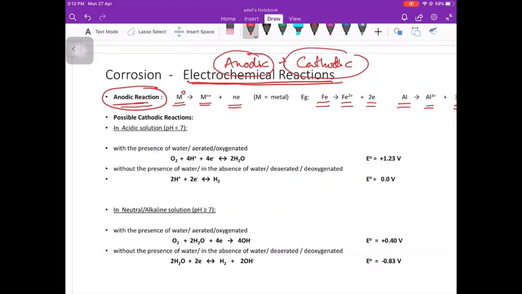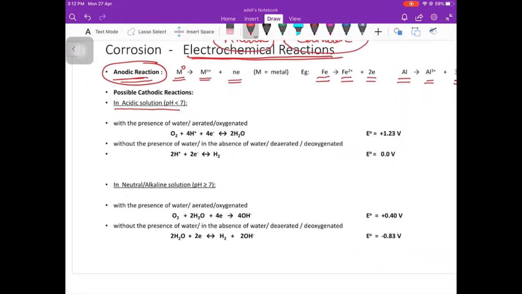So the possible cathodic reaction, for example, if the metal is exposed in acidic solution, which is pH less than 7, either in the presence of oxygen or without the presence of oxygen. With the presence of oxygen, another term is aerated, or also known as oxygenated. The H plus in the reaction represents acidic. So in this acid solution, oxygen is present. So you must use this voltage.